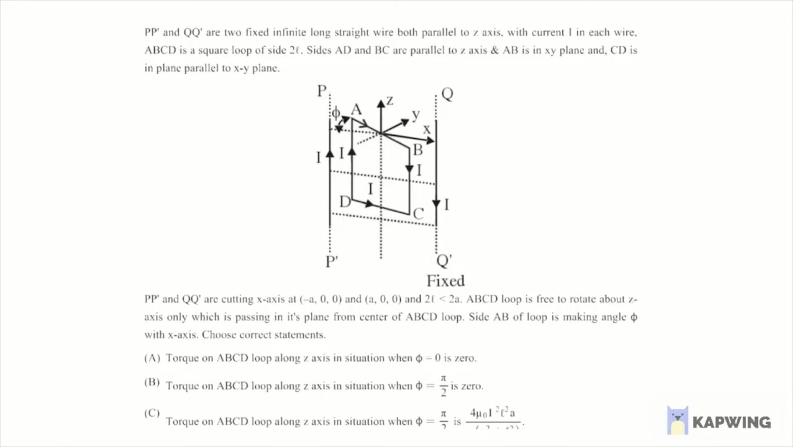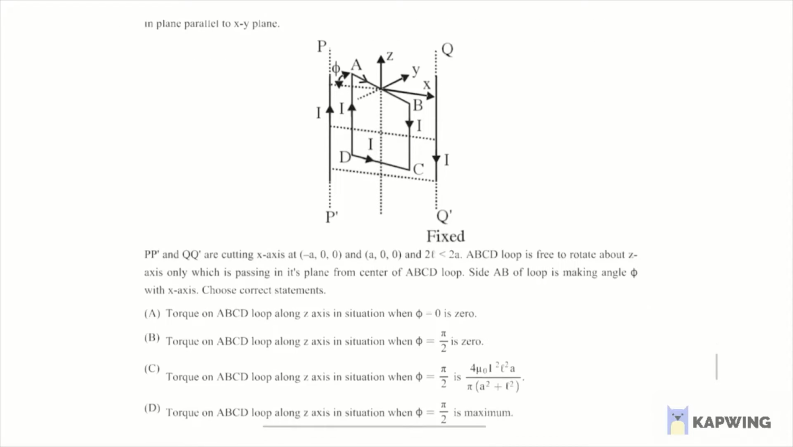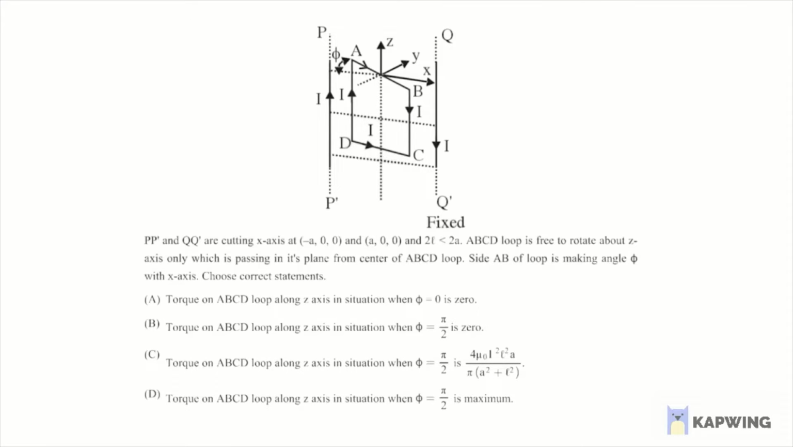through the center. The ABCD loop is free to rotate about the z-axis only, which is passing through its plane from the center of the ABCD loop. Side AB is making an angle phi with the x-axis. Choose the correct statement. Here the value of phi is changing in the options, and we have to calculate the torque on the loop about the z-axis.